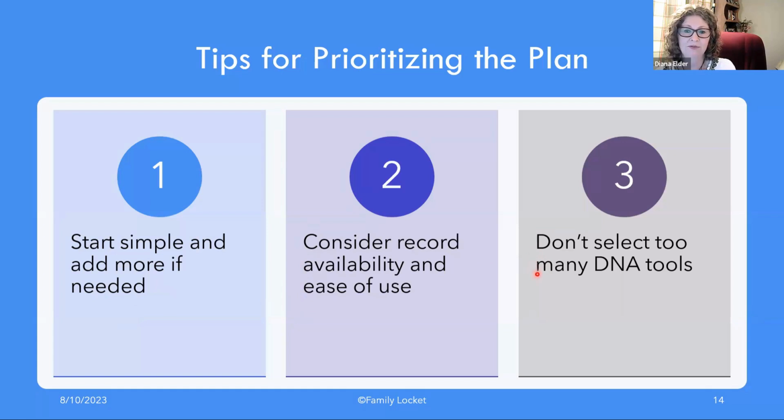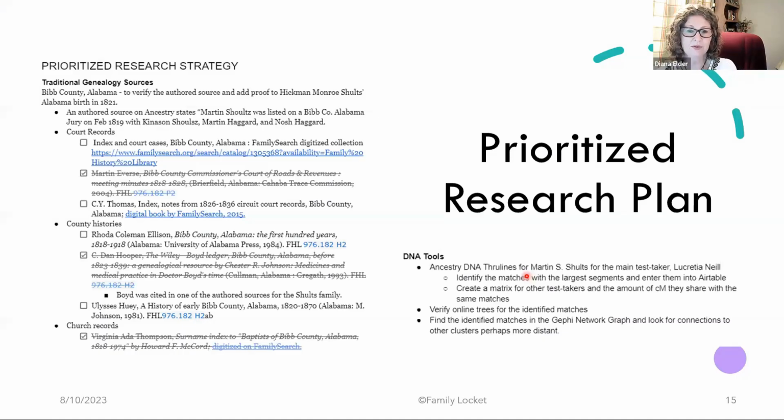And as I said before, don't select too many DNA tools. Now, I could have done more of my identified sources for DNA, but I already kind of knew what I was going to do, which is why I only put in a few. So here's what my prioritized research plan looked like. And so I had my Bibb County. I don't show my Perry County here, but I've got my plan all prioritized.